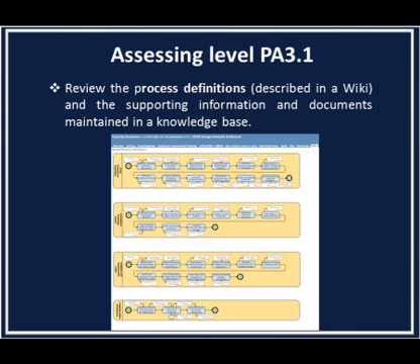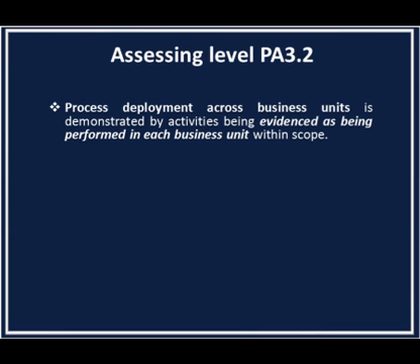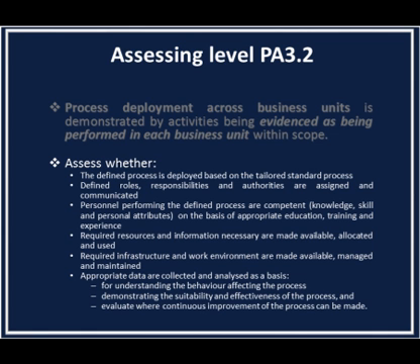To assess capability level 3.1, review the process definitions, possibly described in a wiki, and the supporting information and documents maintained in a knowledge base. To assess capability level 3.2, process deployment across business units is demonstrated by activities being evidenced as being performed in each business unit within scope. Assess whether the defined process is deployed based on tailored standard processes.